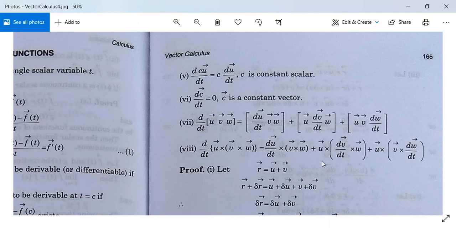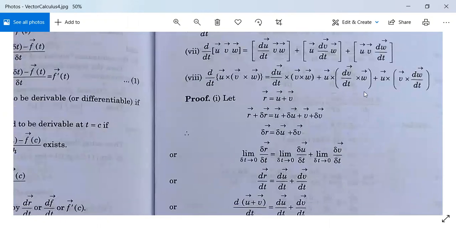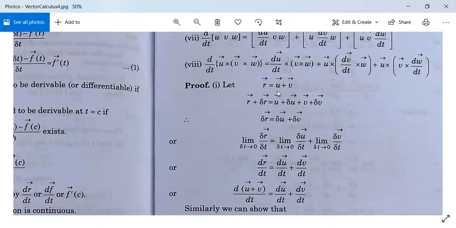So let us see the results one by one. First, let r be given as vector u plus vector v. Then r plus delta r will be vector u plus delta u plus vector v plus delta v. So delta r will be delta u plus delta v, because this r is u plus v cancels the right hand side u plus v.